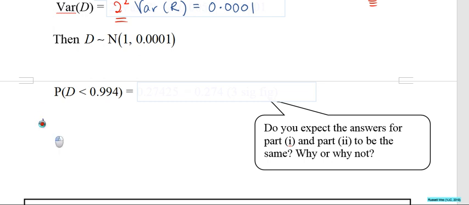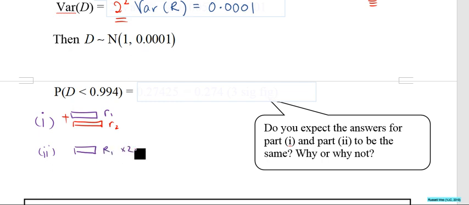Now, in part 1, we are talking about one rod, rod 1, and another rod. I use a different color. And then add them up. In part 2, what we are talking about is I have rod 1 and then I times 2. Does it make sense? Oh, there is a difference. Do you get the answer?